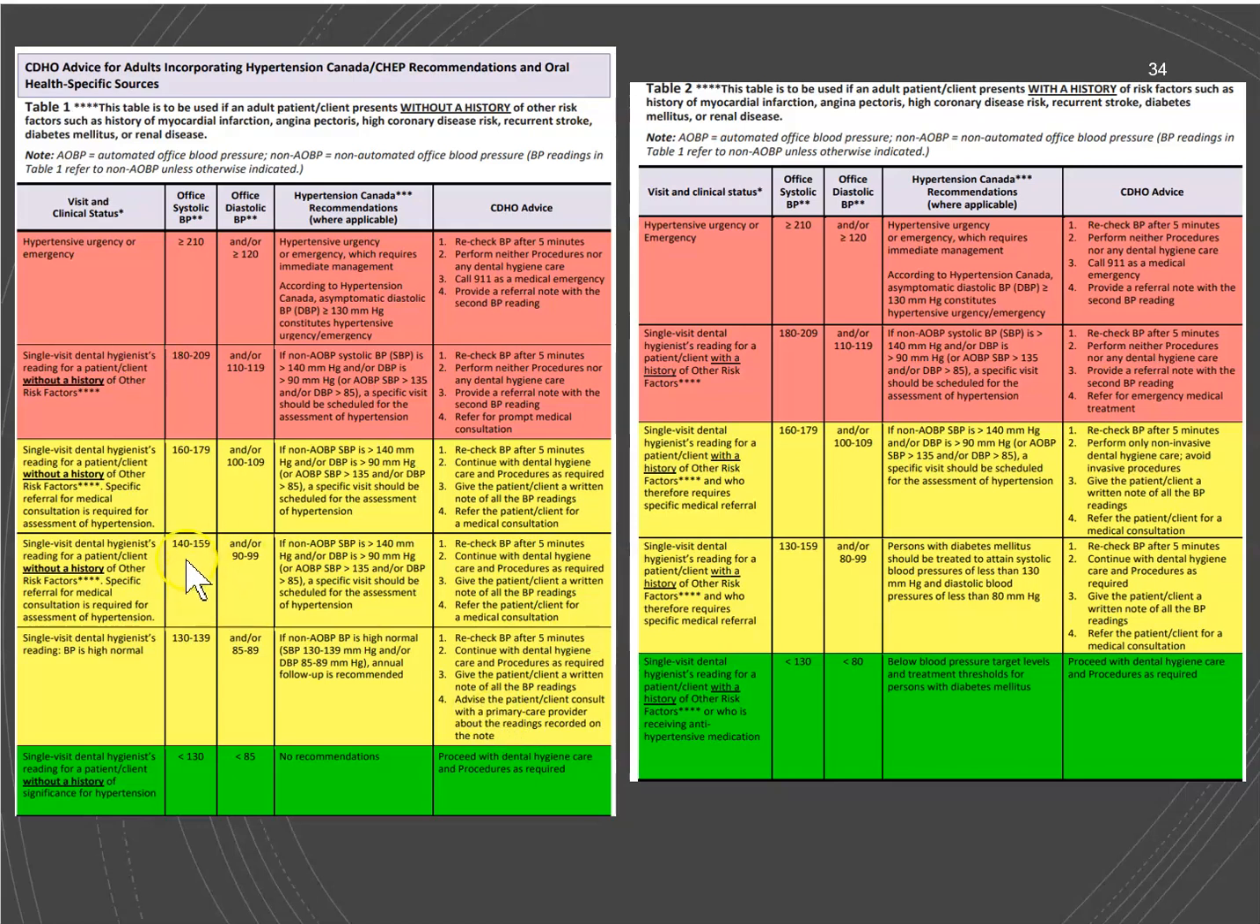Now, sometimes you could have a reading of, let's say, 140 over 110. You take the higher number. So 110 is in the red zone for diastolic. So what you want to do is recheck the BP after 5 minutes and send them for a prompt referral to the doctor. You won't do any dental hygiene care, because anytime they're in the red zone, that's dangerous. So you don't want to treat them. You want them to be looked after by a doctor.